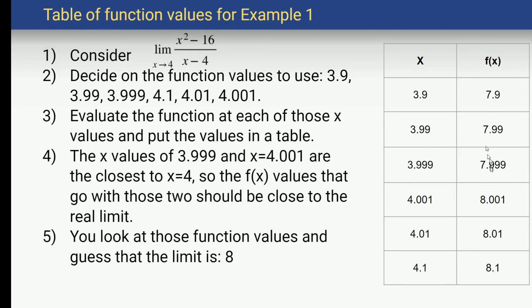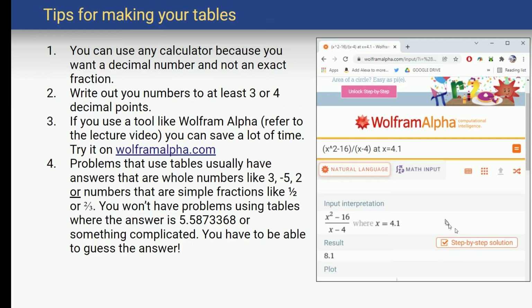Like you shouldn't say 7.99, and you shouldn't round this 7.999 to 8, because you want to see how these are changing. And if you round your answers, you won't be able to see that. So do carry out your decimals to several decimal places so you can see what's going on. If you want, you should use a tool like Wolfram Alpha to save you time. There's an image here that shows exactly what I did. I just type in the function and I say at, and then whatever x value I want to evaluate this function at.